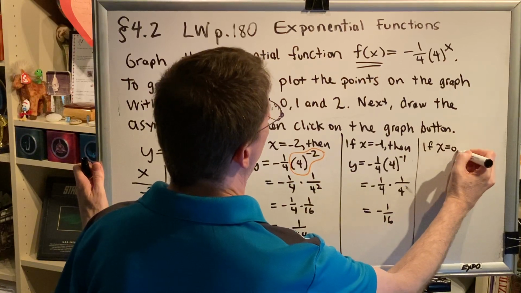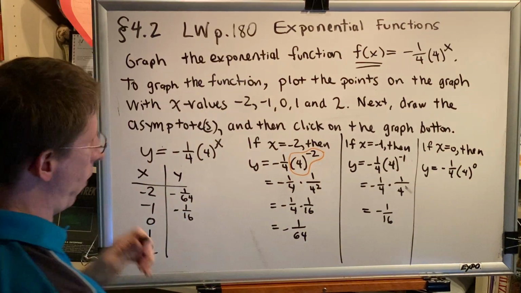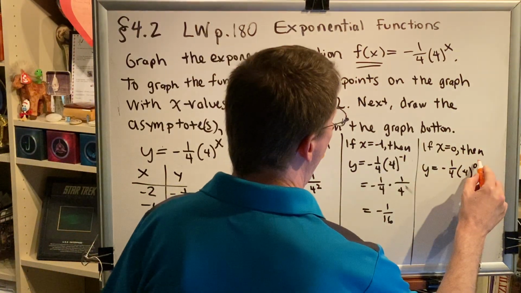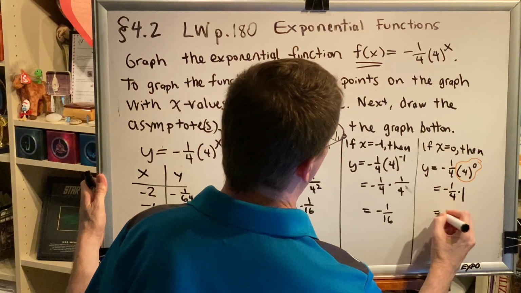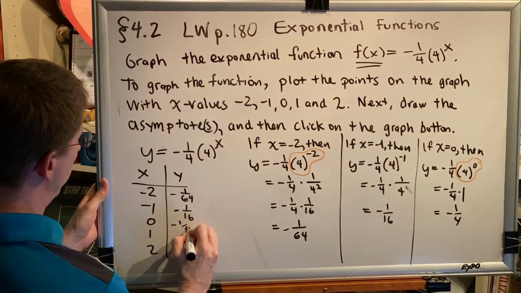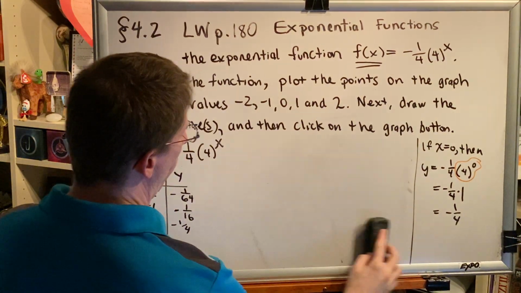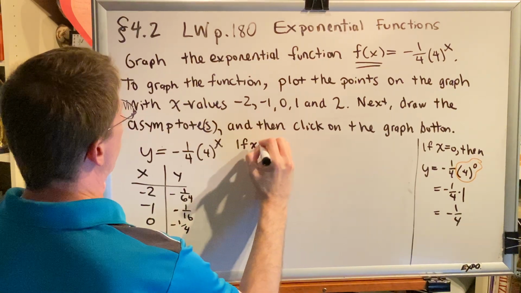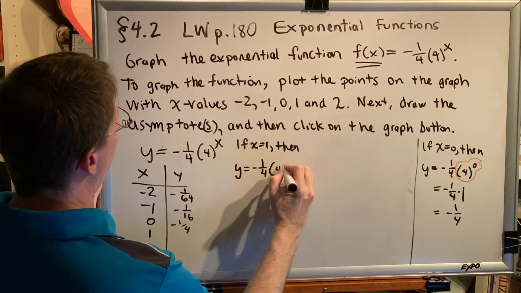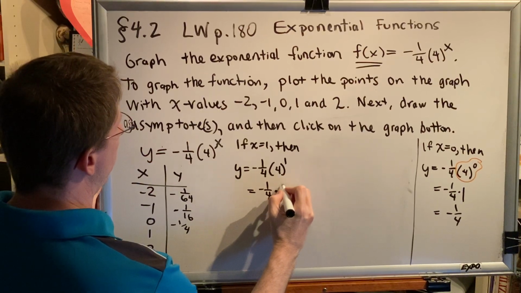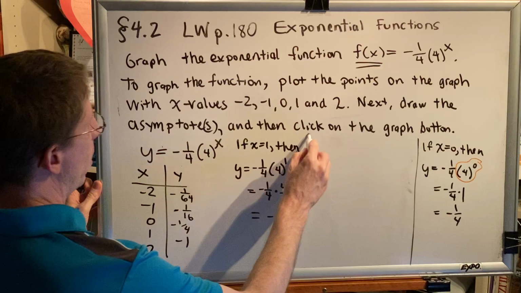All right, next one. If x equals 0, then y equals -1/4 times 4 to the 0 power. Just as before, we work on our exponents first. 4 to the 0 power is just 1, so I get -1/4 times 1. Anything times 1 is itself, so I get -1/4. All right, 3 down, 2 to go. Next, if x equals 1, then y equals -1/4 times 4 to the first power. That's -1/4 times 4. Now 4 is the same as 4/1. These 4's cancel, and we get the value -1. All right, one more left to go.